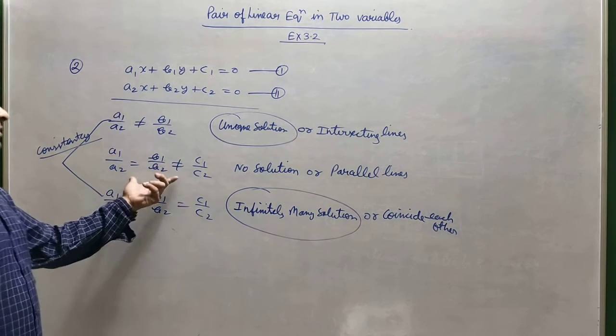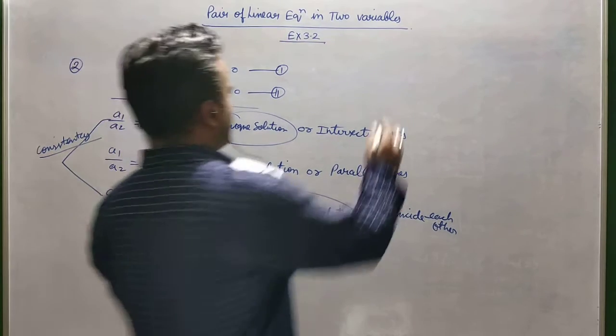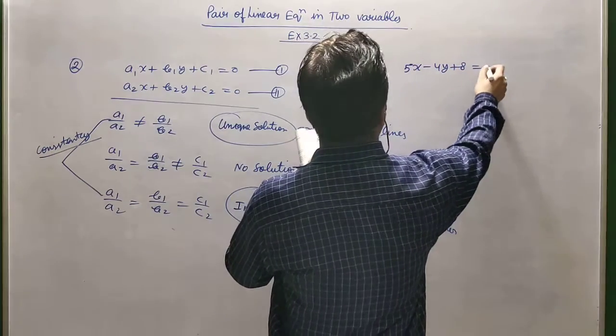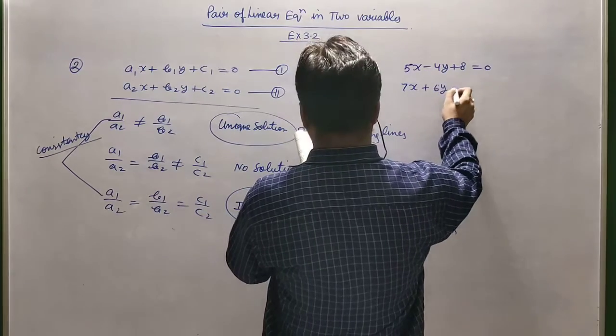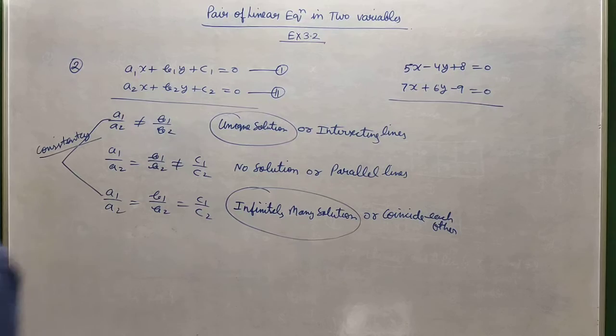But this particular condition is for inconsistency, right? So we will use these particular cases here. On the basis of this one we can decide. Now I am taking one equation: 5x minus 4y plus 8 is equal to 0, and 7x plus 6y minus 9 equal to 0, right? So how can you do this one?